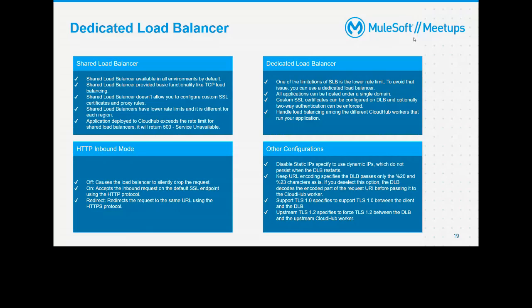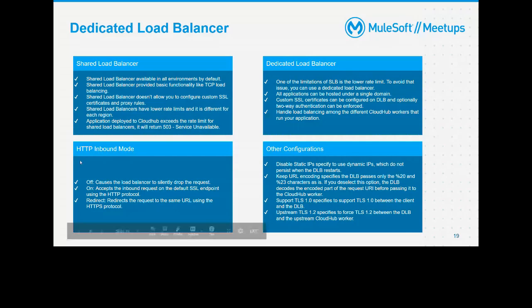In a dedicated load balancer, there is no rate limiting. You can set up rate limiting on your application by using API policies or API Manager, but by default there is no rate limiting on the dedicated load balancer. All applications can be hosted within a single domain. If you want to host all the applications within a single domain, you go with a dedicated load balancer. It also supports two-way SSL authentication and handles the load balancing among the different CloudHub workers that run your application. Okay, we will discuss these points also.